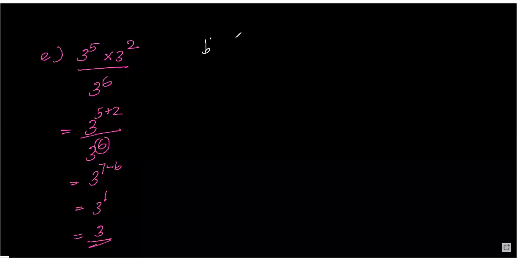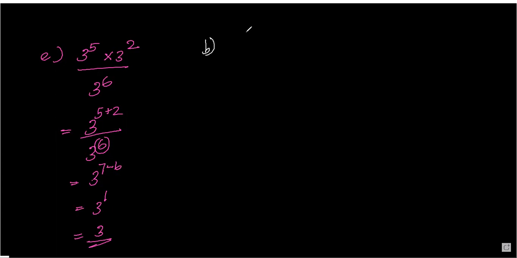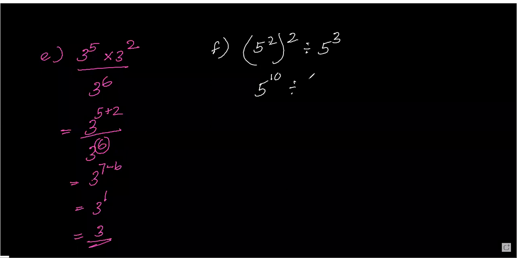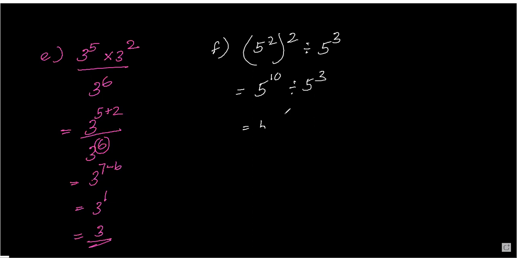F. 5 to the power 2, to the power 2, divide by 5 to the power 3. 5 to the power 2 times 2, 10, divide by 5 to the power 3. So you can write 5 to the power 10 minus 3. 5 to the power 10 minus 3, how much? 7.